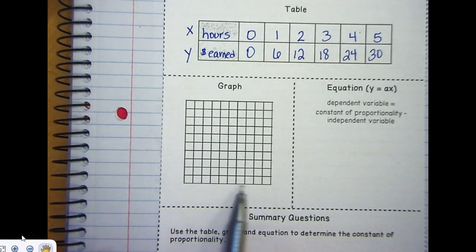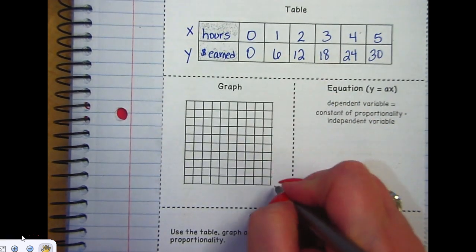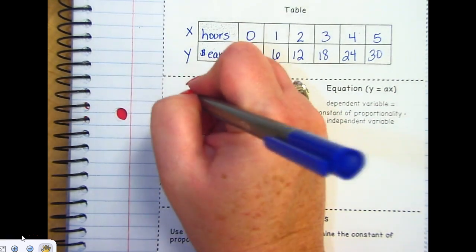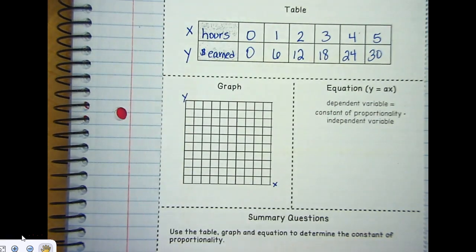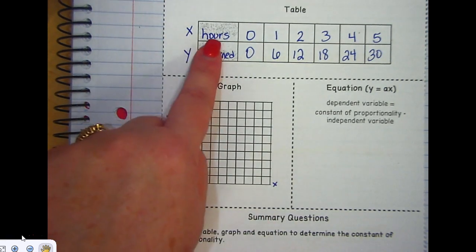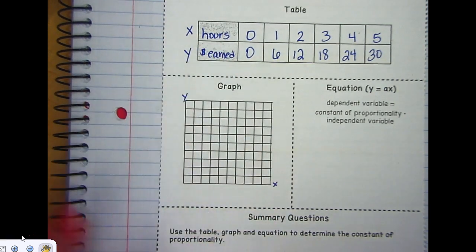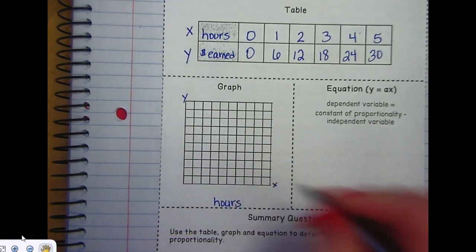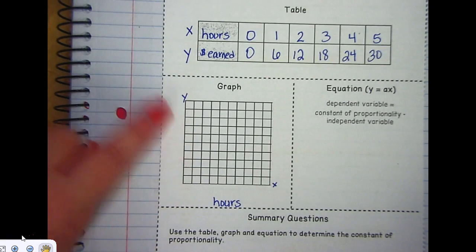Okay, so let's look at what that would look like on a graph. Remember, on your graph down here, your bottom is your x, and your vertical is your y. Do you remember that? So, if this is our x, what's that label? Hours. Write that down here. And if this is your y, what's that label? Money earned.